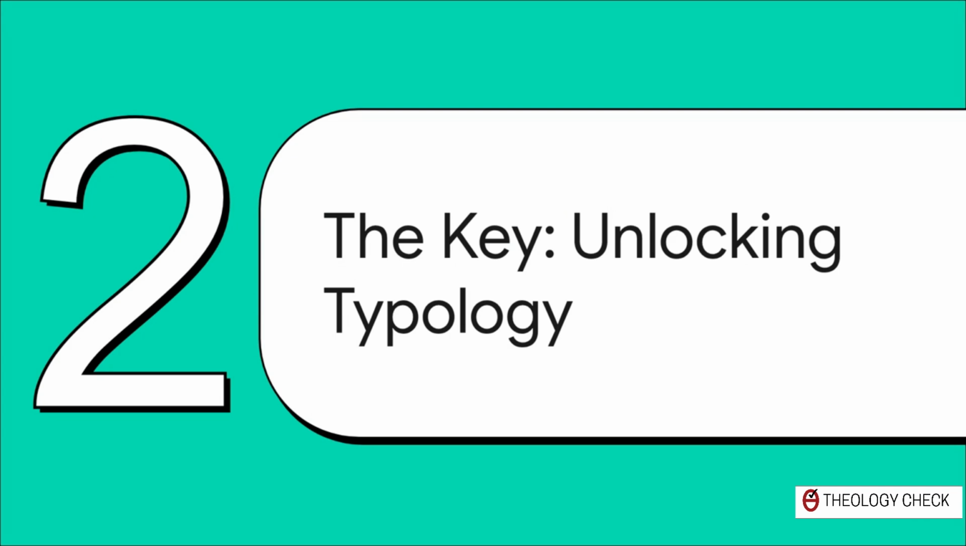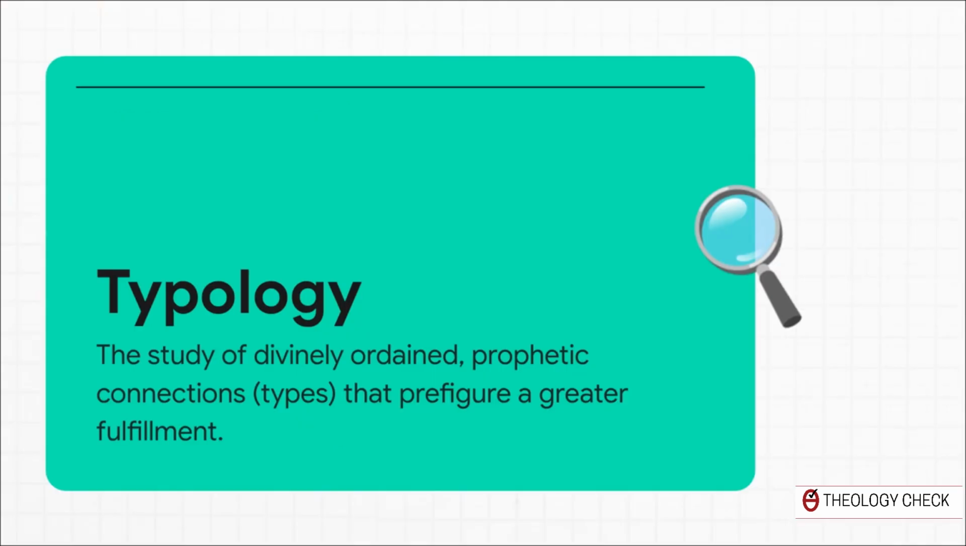Okay. So what is the key that unlocks all these connections? How do we actually go about deciphering this code? It all comes down to this powerful concept called typology. In simple terms, typology is this idea that God embedded patterns throughout history. The original pattern, and this is important, it has to be a real historical person, place, or event, is called a type. You can think of it as a foreshadowing. And it points to a future, much greater fulfillment, which we call the antitype.